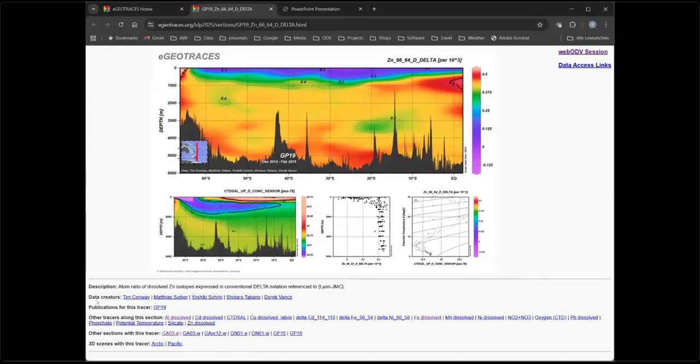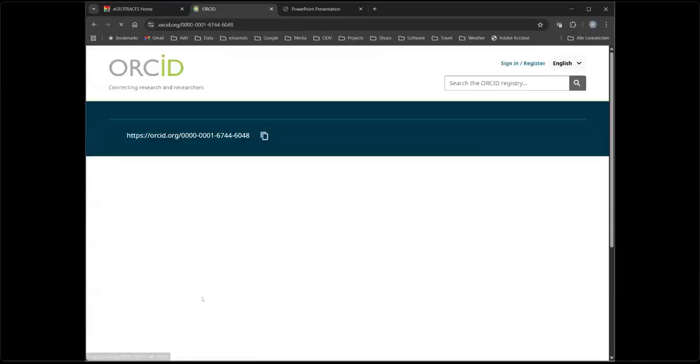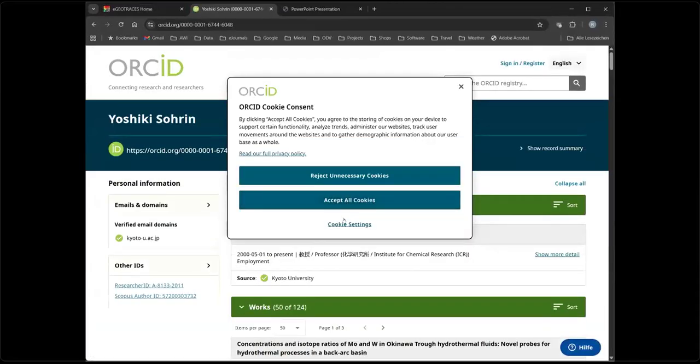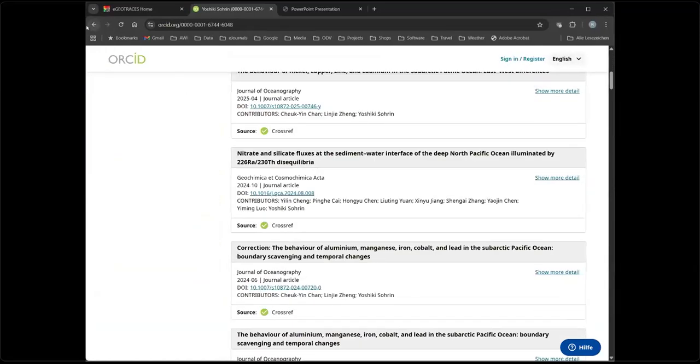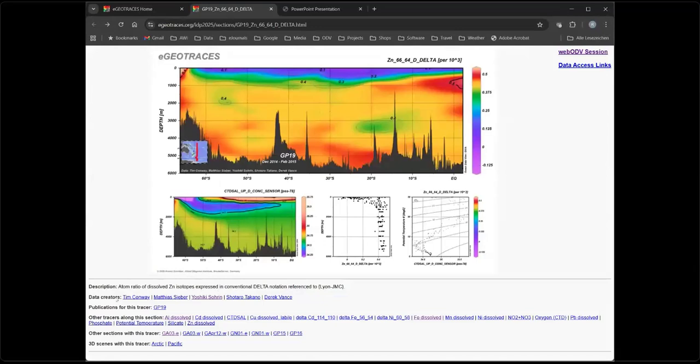Next line is the list of data creators that have generated the zinc isotope data along this section. And as a new feature, now all these names are clickable. And I'm clicking on Yojiki. That will take you to the ORCID page of that person. And normally you get a lot of information about the PI, in this case, affiliation and the papers of this person. And all the contributors have these links.